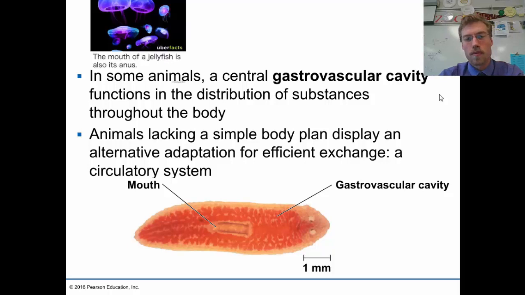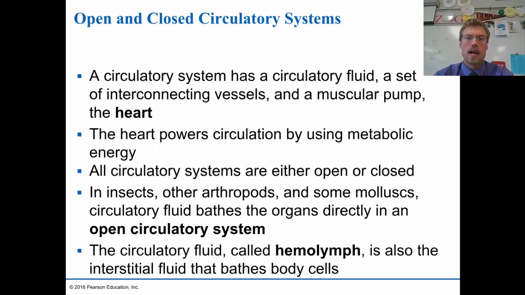However, animals with a more complex body plan need a circulatory system in order to accomplish this. A circulatory system has some sort of fluid, a set of interconnecting vessels, and some sort of muscular pump, which is called a heart. And the heart is what actually powers the circulation of the fluids by using energy. So it takes energy to move the fluid around, so that all the cells have energy. Circulatory systems are either open or closed.